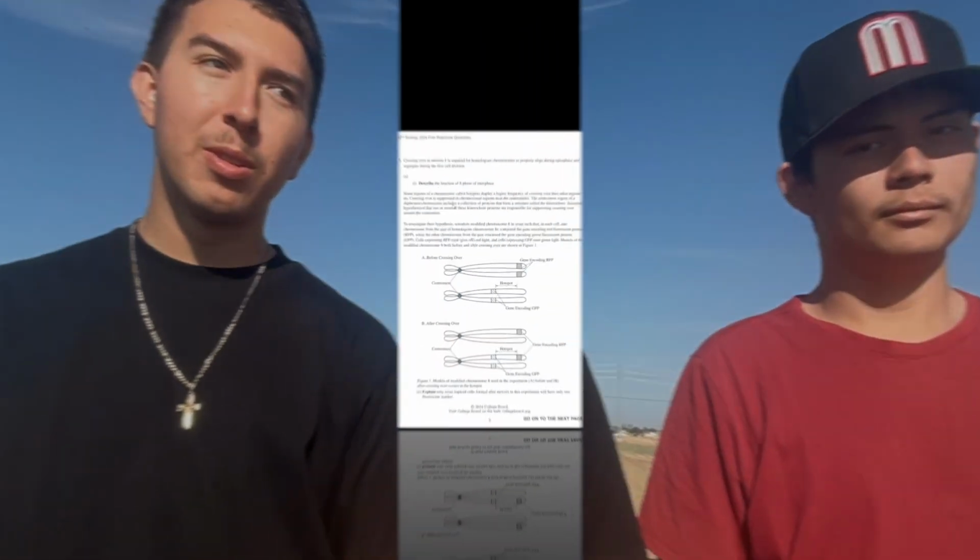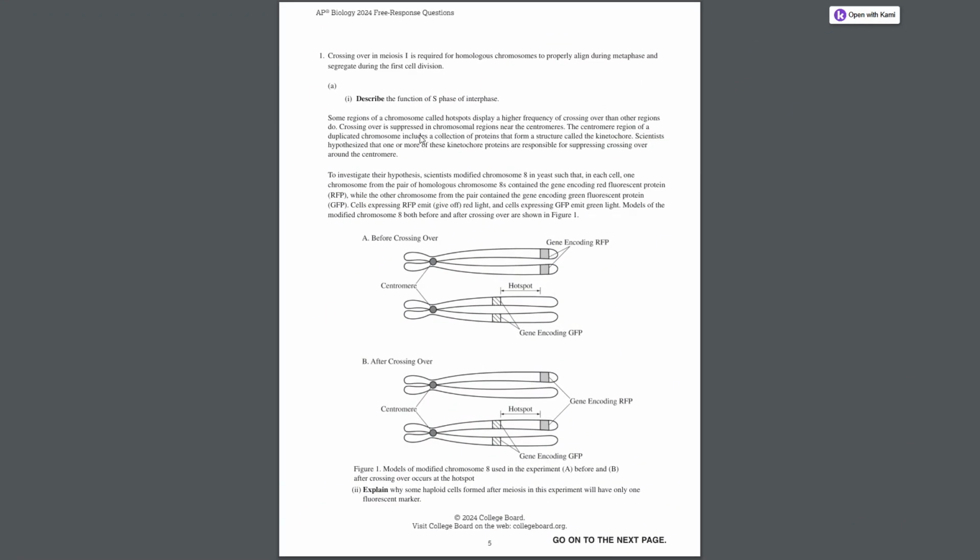And I'm Bryan Portillo, and today we're reviewing the 2024 AP Biology exam long FRQ number 1. Let's get into it. First question on the FRQ portion of the exam is asking about the cell life cycle, meiosis, and DNA replication. Number 1 says, crossing over in meiosis 1 is required for homologous chromosomes to properly align during metaphase and segregate during the first cell division.